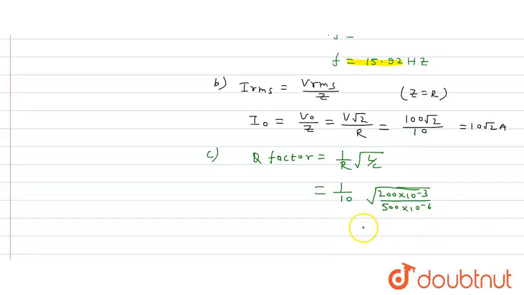So from here this will be 20 upon 10. So this is the Q factor. So this is our answer.